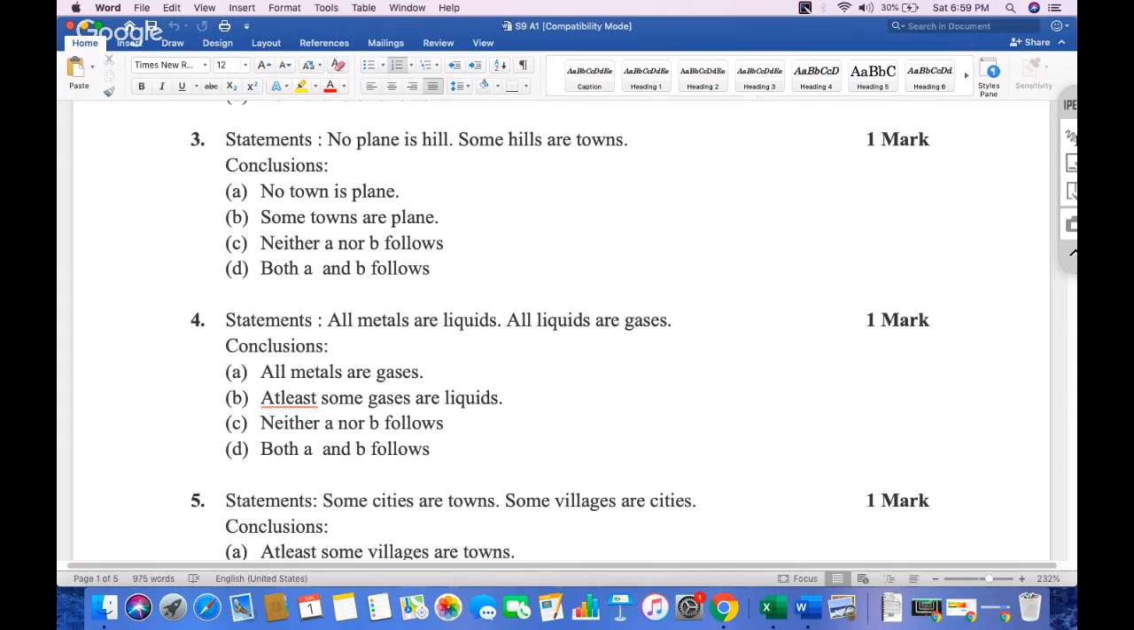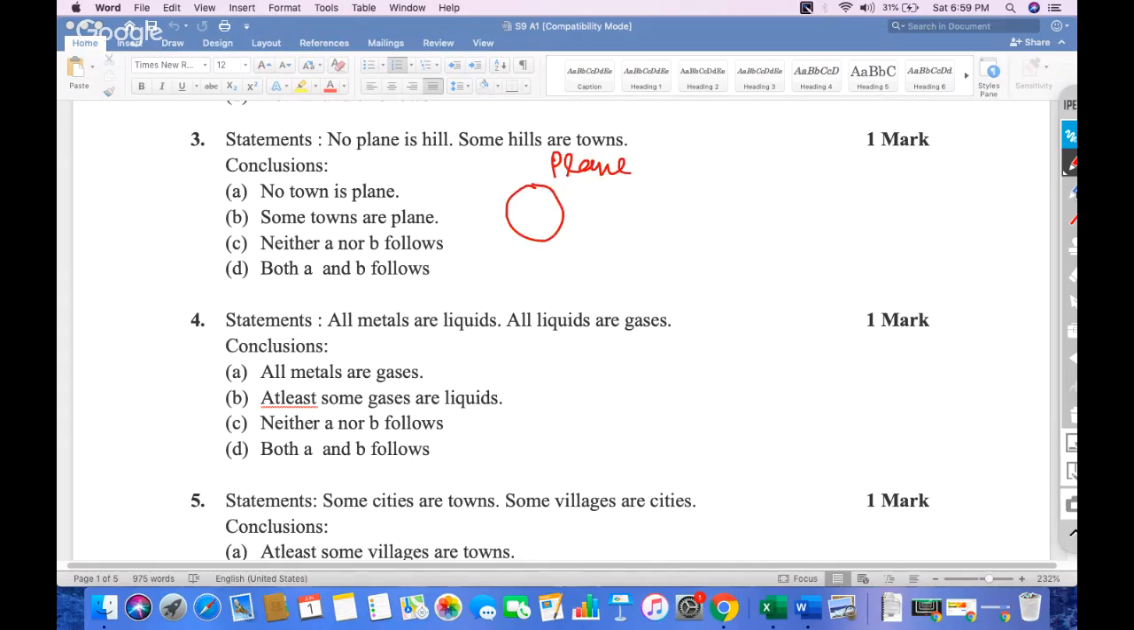No plane is hill. No plane is hill means this is plane and this is hill. And I have some hills are towns. So this is town. Conclusion, no town is plain is correct. So this is correct. Some towns are plains.